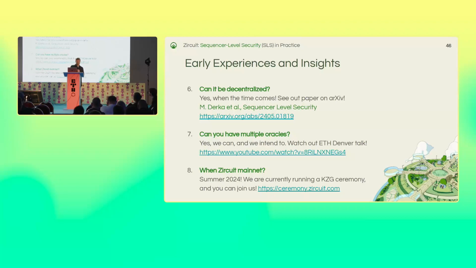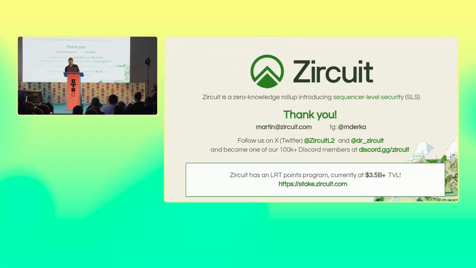And Zerkit mainnet, where this is going to be available for every single project and every single user on the network, is coming in summer of 2024. As I said, we are a zero-knowledge rollup, so we are also right now running a KZG ceremony. If you would like to contribute to our trusted setup, please get in touch with us on Discord, on Telegram, anywhere. We will very gladly include you.